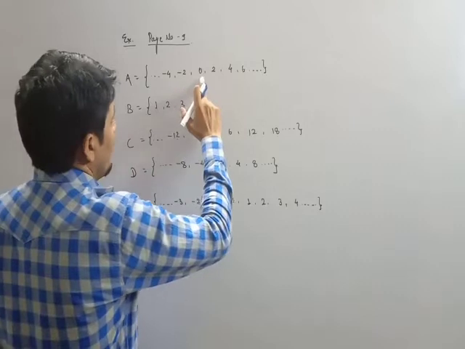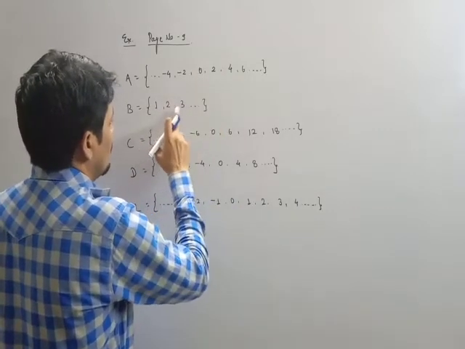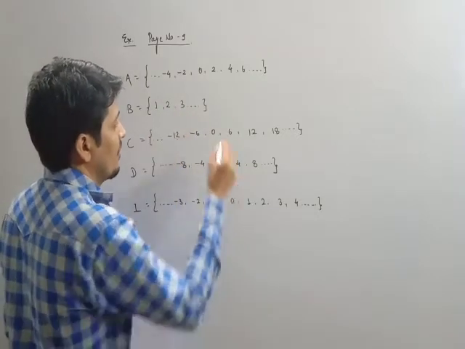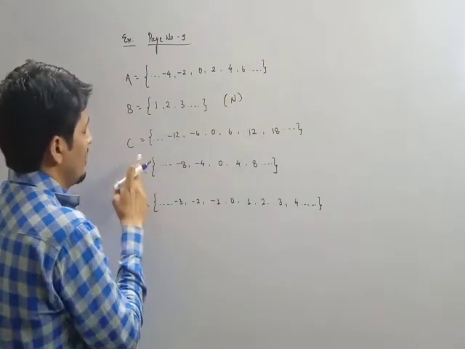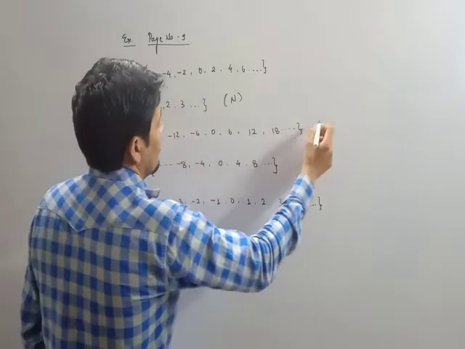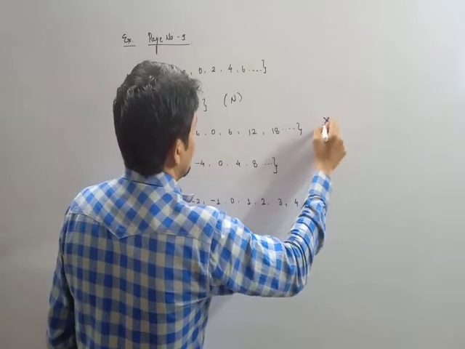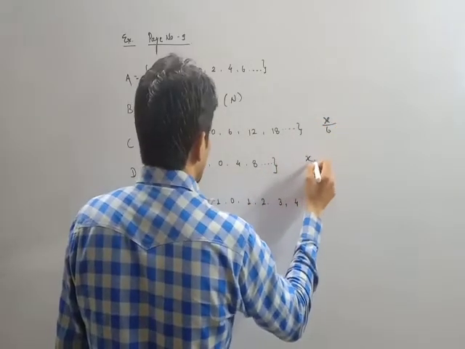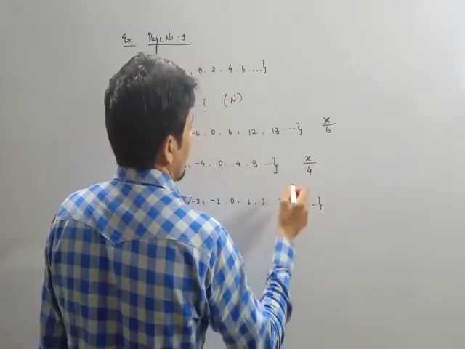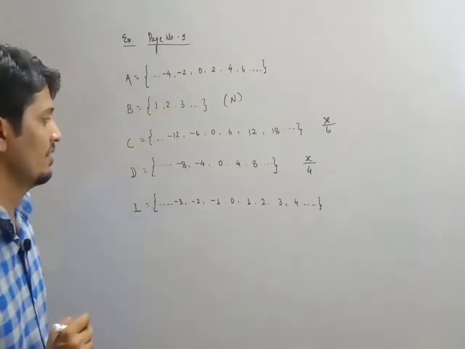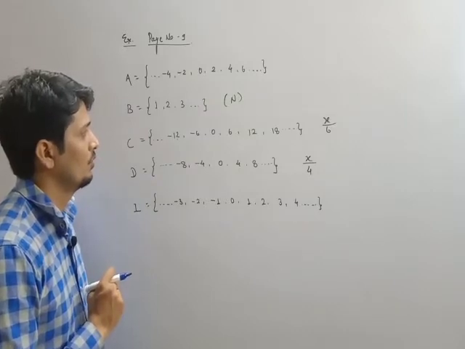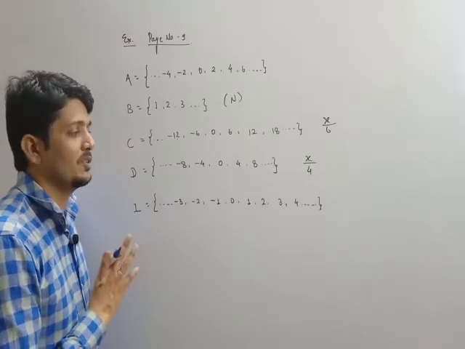So here we have 1, 2, 3, all the positive integers, that means natural numbers. So we have to write natural numbers here. Then set B is done. Set C contains 12, 6, 0, divisible by 6, and here x is divisible by 4. If divisible by 4, that means they are not divisible by 2. So this statement is going to be false.